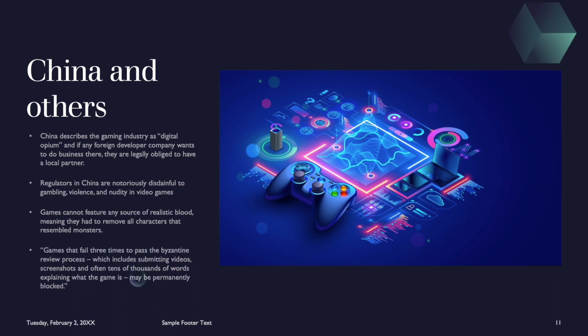The government went as far as establishing an online gaming ethics committee that would block any games that violated family ethics. Thus, any game that failed the review process three times in the past, which would include submitting a video, screenshots, and often tens of thousands of words explaining what the game is, could be permanently blocked.